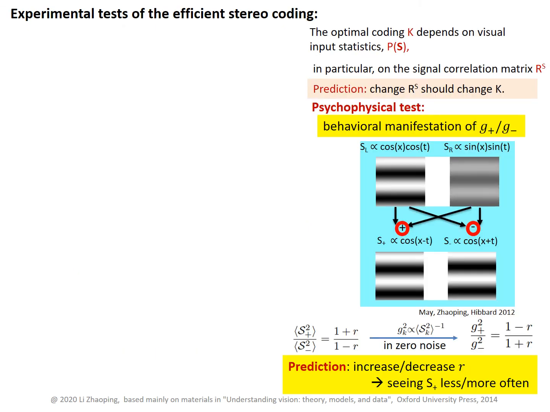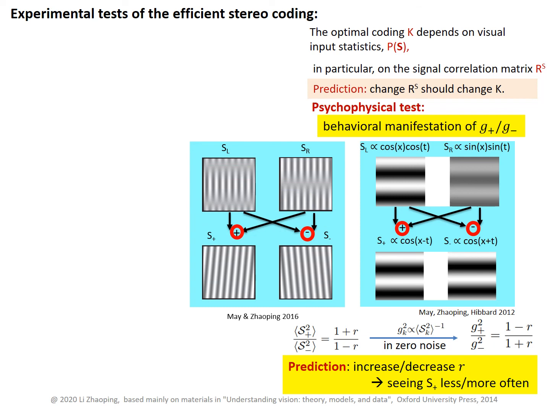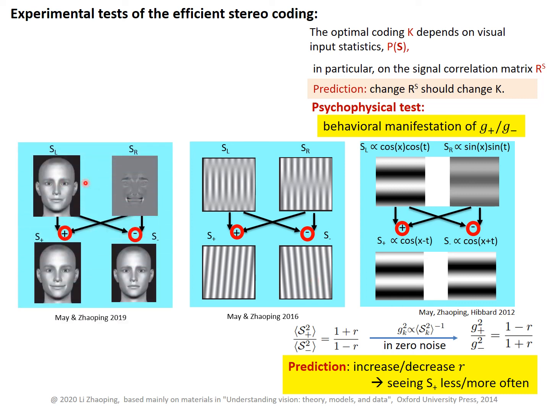The predictions have also been confirmed using other visual input designs. For example, using such input to the two eyes, the summation and difference channels should see gratings tilted one way and another. Or using such inputs to the left and right eye, you should see different facial emotions, happy face or sad face, in the two different channels, summation and difference channels.